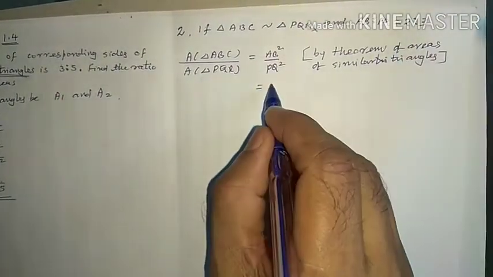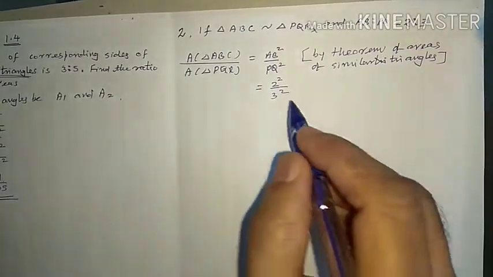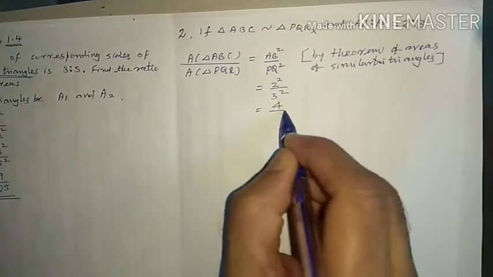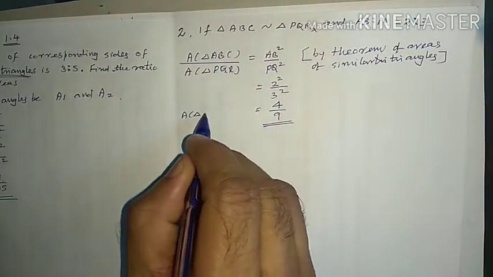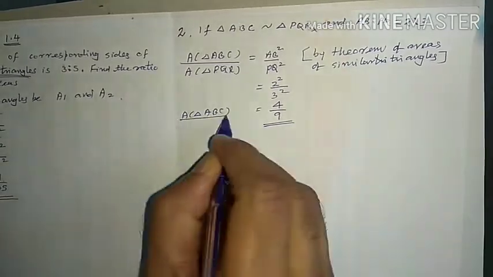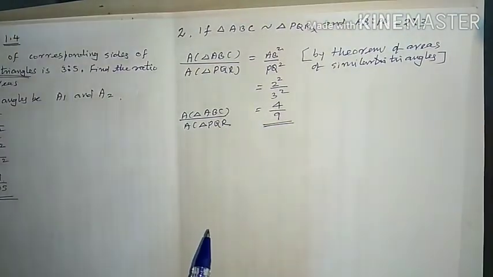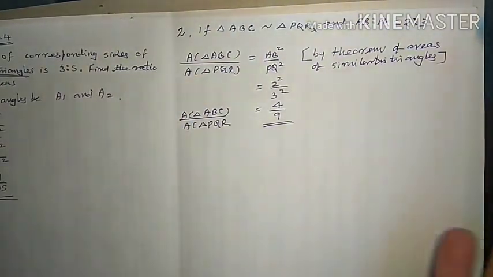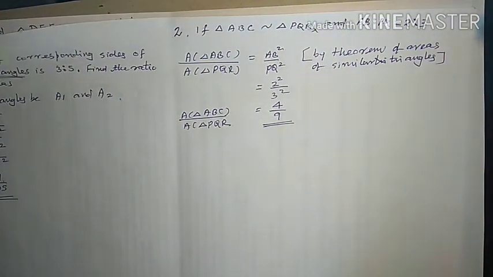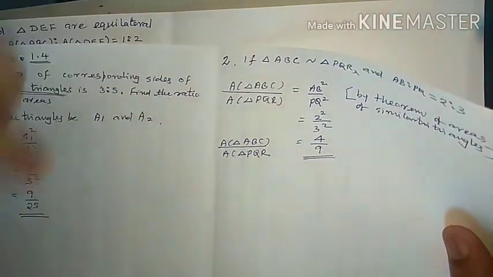And this is equal to what? 2 square upon 3 square. 2 square is how much? 4. 3 square is 9. That's it. Area of triangle ABC upon area of triangle PQR is 4:9. 4 upon 9 means 4:9. This is question number 2. This is also a very simple question. You can do it easily. Very simple. Now I do question number 4.